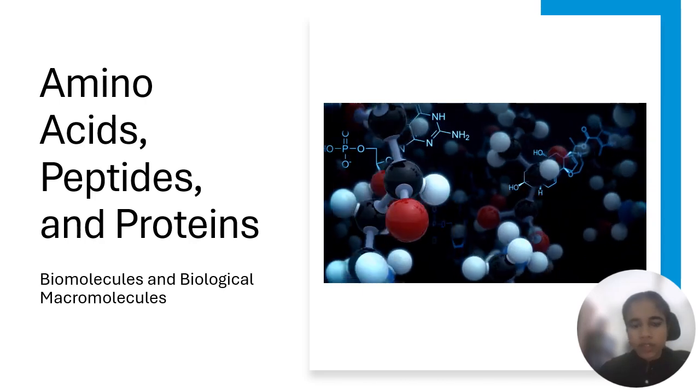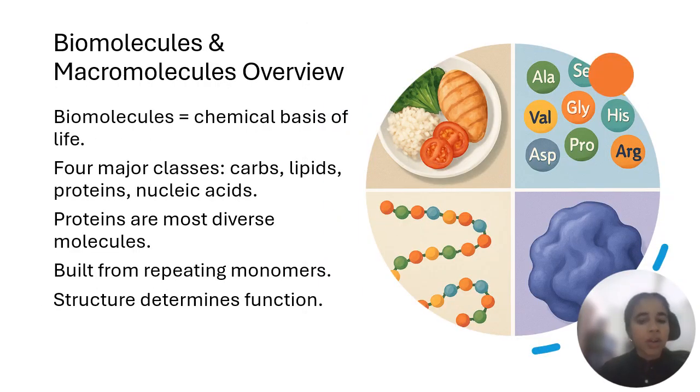Let's start from the very basics. Life is all about chemistry, right? So all living organisms are made of four major classes of biomolecules: carbohydrates, lipids, proteins, and nucleic acids. Among these four, proteins are the most diverse and functional molecules. They are built from small repeating units, just like beads forming a chain. One important rule to remember is that structure determines function. The shape of a molecule is what decides what it can do. So to understand proteins, we should first understand their smallest units, which are amino acids.